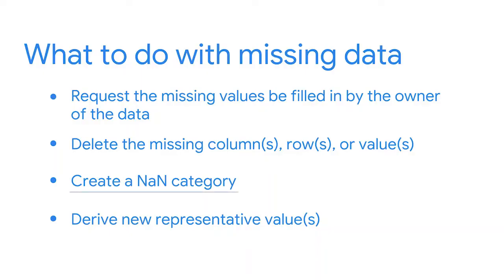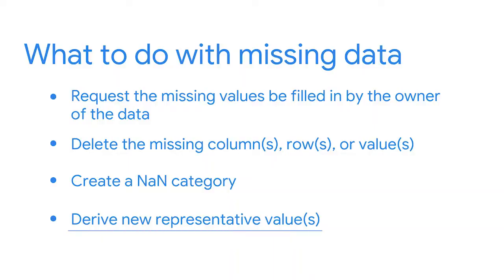A third option is to make the NaNs their own category, which is a good strategy if the missing data itself is categorical rather than numerical. For example, in the sleep questionnaire, if you were to put all the non-responses into their own category called "answer not recorded," you would be creating a category for the missing data.